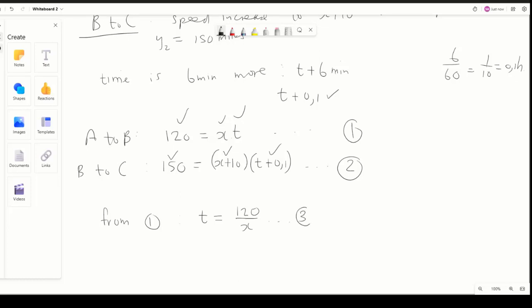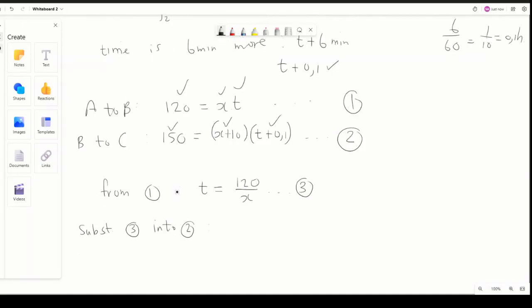I will substitute equation 3 into equation 2 now. So what do I have? Then I have 150 equal to x plus 10, right? Now, what is my time now? What is t now here? 120 over x. 120 over x plus 0.1.